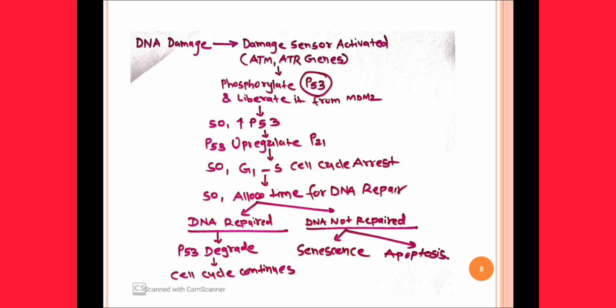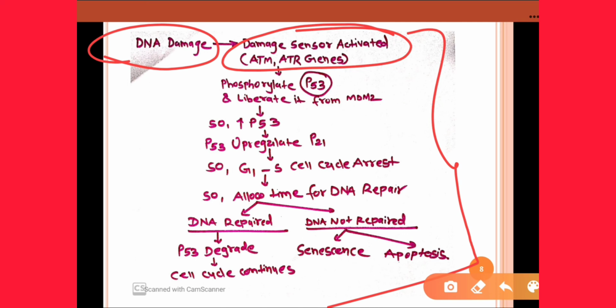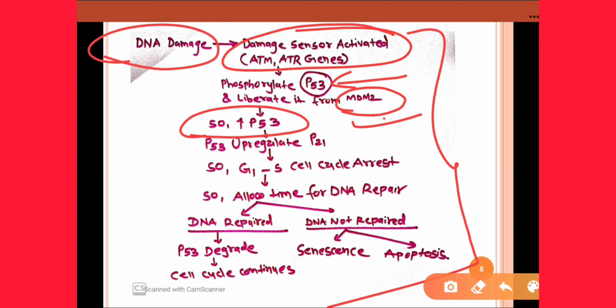So guys, again I am telling you the function of P53. Just remember this master chart. It is a very important master chart prepared by me. If there is DNA damage, then your DNA damage sensor will get activated, like that of the ATM gene. It will phosphorylate your P53, so it will be released from MDM2. Normally MDM2 inhibits P53. So it will get released from MDM2, and so your P53 level will be increased. Increased P53 will activate your P21. This P21 is a cyclin dependent kinase inhibitor.